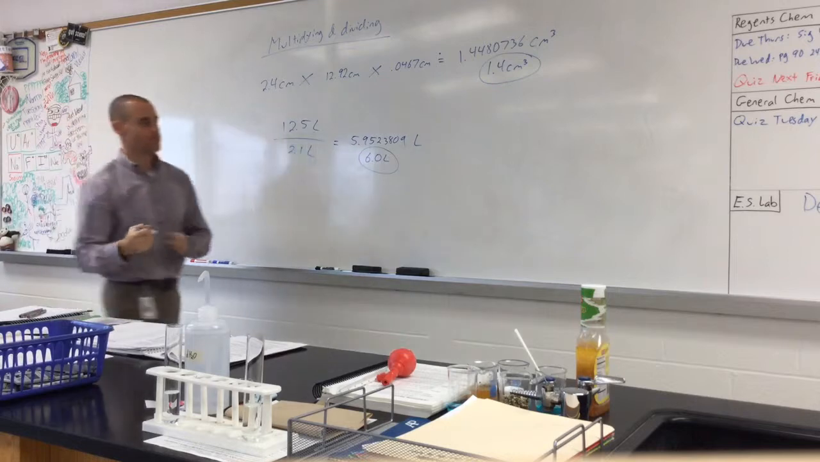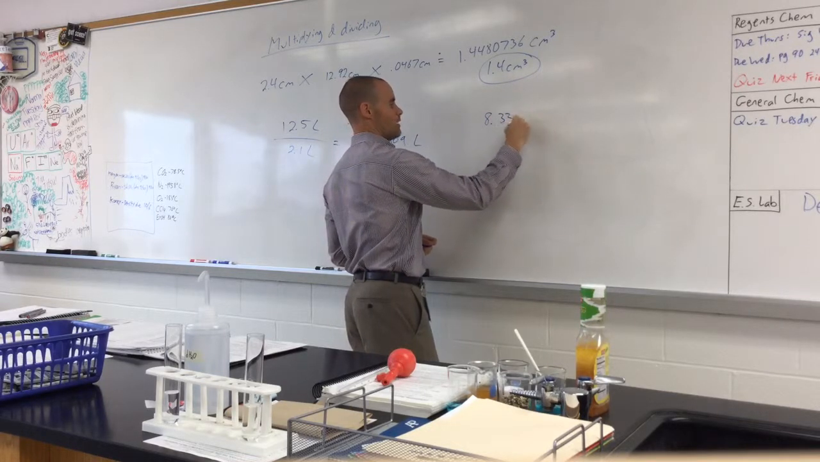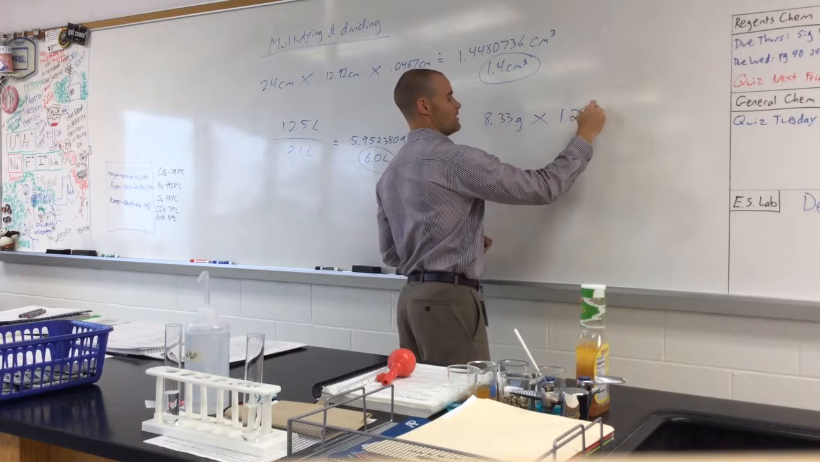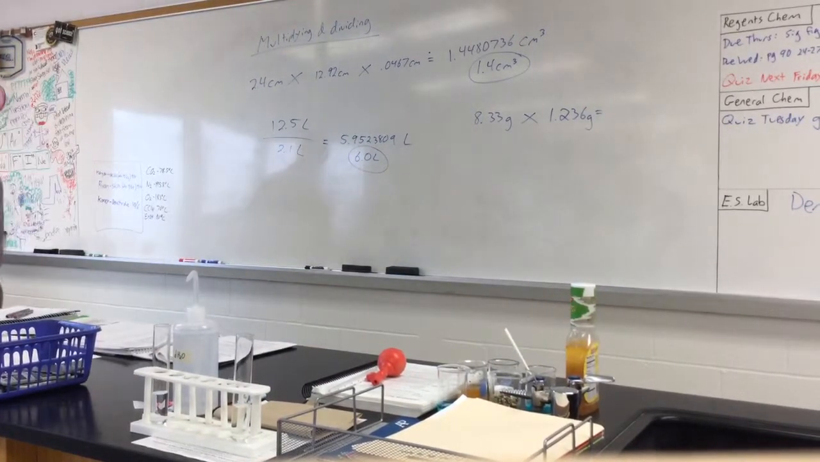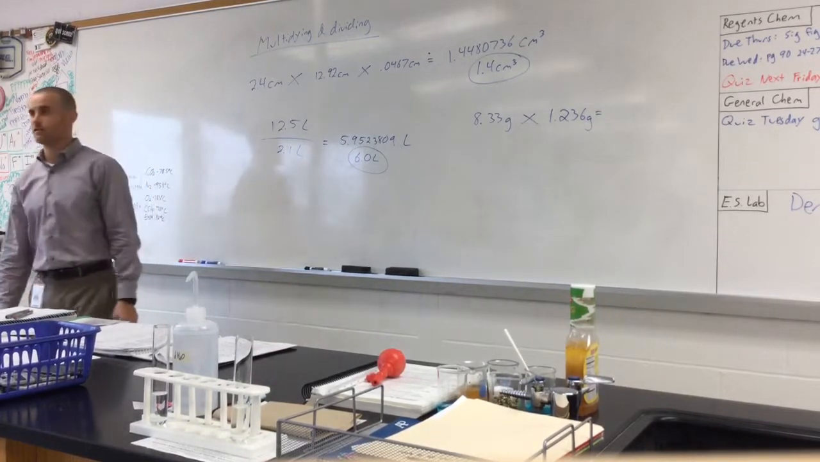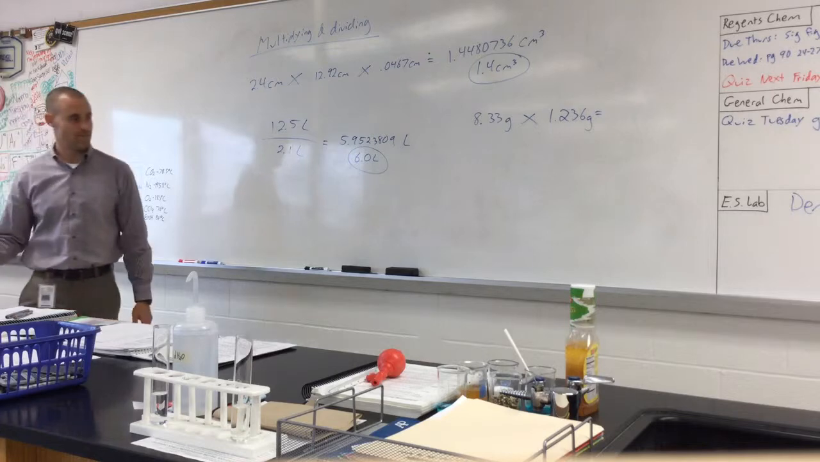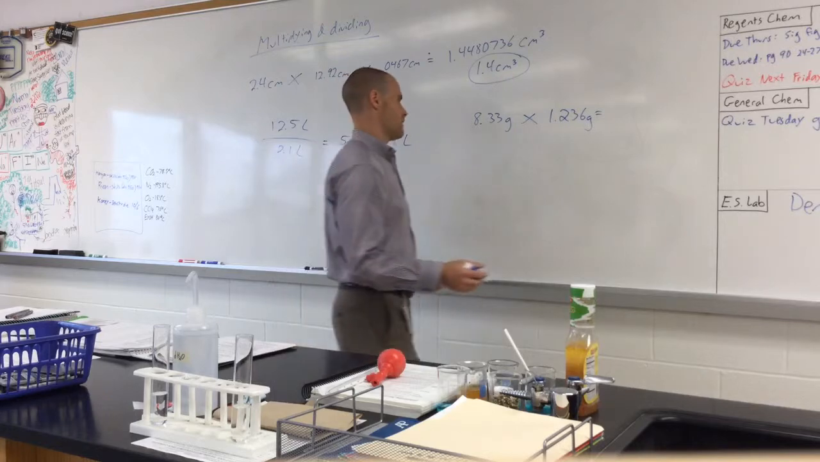Let's do one more. Let's go with 8.33 grams times 1.236 grams. I feel like we need one more example, otherwise you might not pick up what the rule is. So 8.33 times 1.236 grams. What's the full answer? Jake, what do you got? I'm not done. Okay.